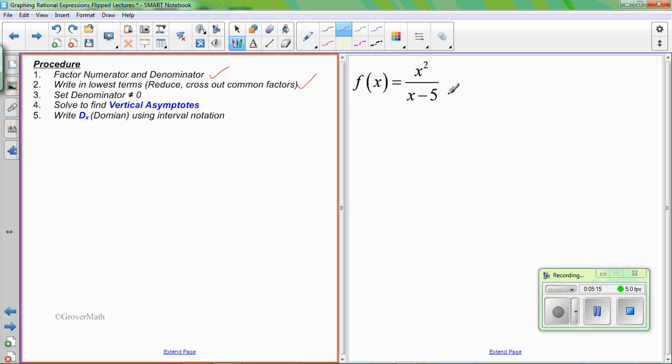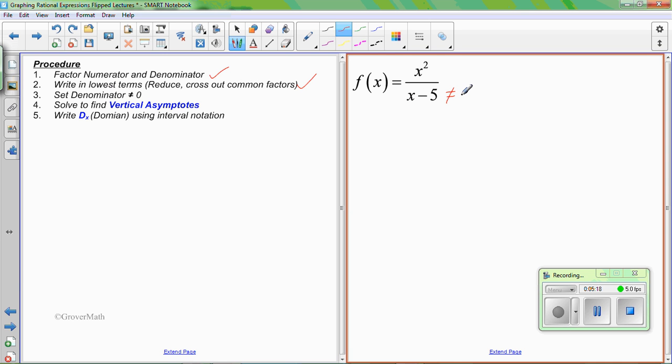Step 3, set the denominator not equal to 0 and solve. And so you solve it just like it's an equation with an equal sign. And this, I think a lot of you can just do in your head. Basically, we're saying, what's going to make this 0? What's going to make it undefined? And the clear choice here is positive 5. But you can see, if we were to solve it like an equation, we could add 5 on both sides, and you would get x is not equal to 5. This is your vertical asymptote, and we're just going to write VA. So that's steps 1 through 4.